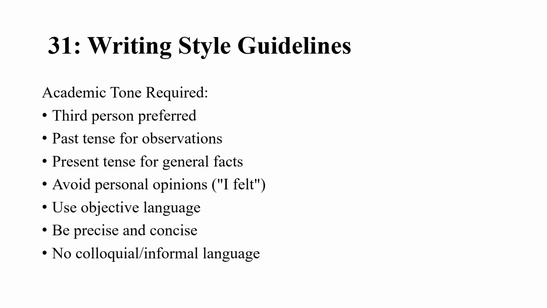Now let's look at the writing style. First of all, you have to maintain the academic tone here. Okay, and how will you maintain that? So you have to write it in third person preferred. Past tense would be for observed, and then present tense would be for general facts. Okay, avoid personal opinions like I felt, I believe. This is not a personal thing, this is a scientific document, so you have to be to the point actually. Okay, and then use objective language, be precise and concise, and please don't use colloquial or informal language while writing your scientific report.